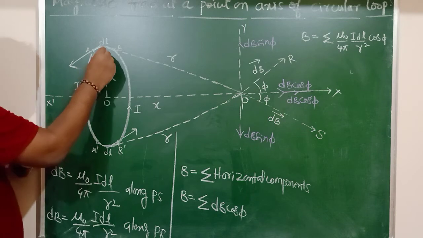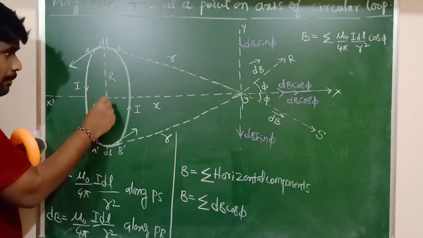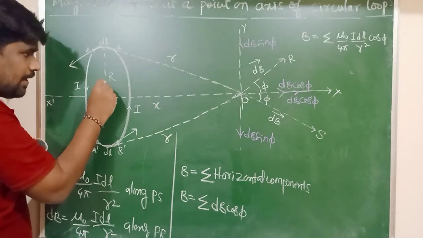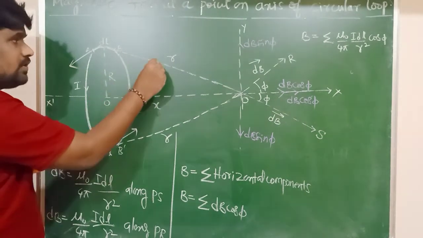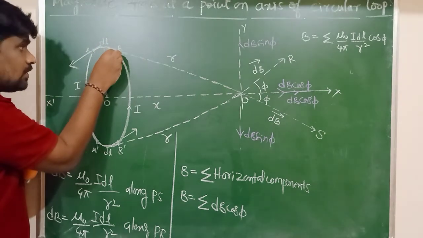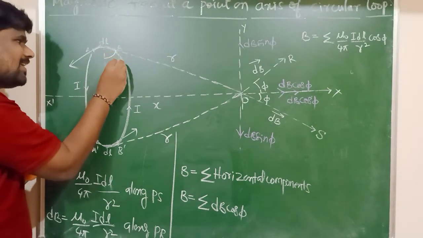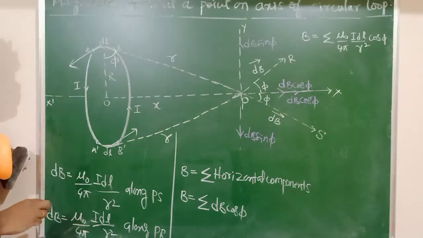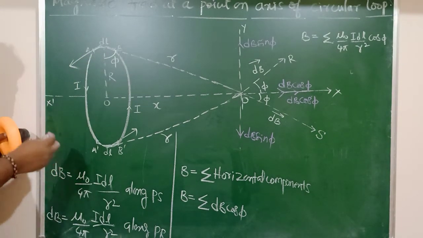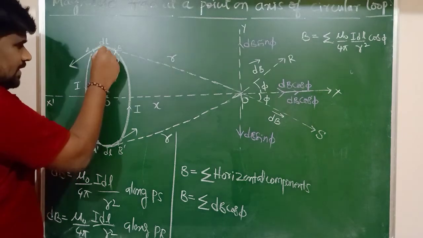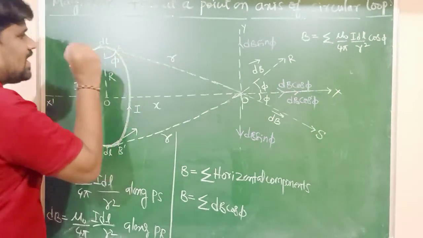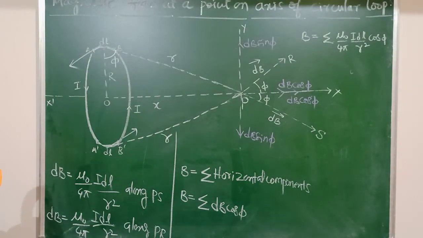But I am taking the angle made by capital R with small r, the angle between this line and this line. Don't get confused, this is not theta, this is phi. Which angle is phi here? The angle between capital R, this line, and small r, this line, is equal to phi here.